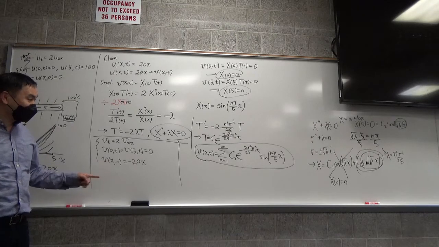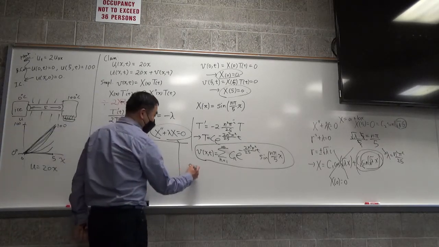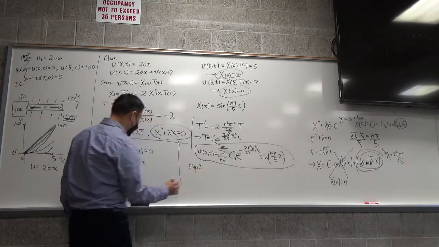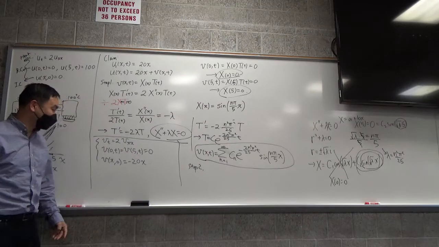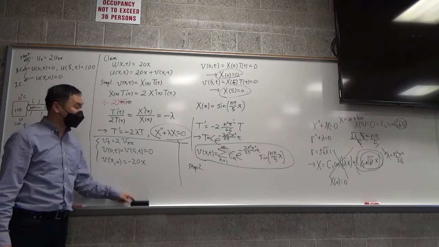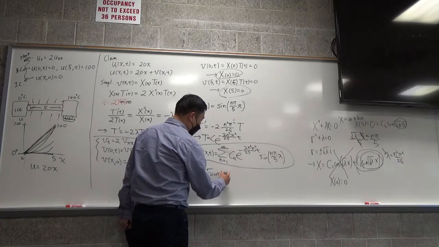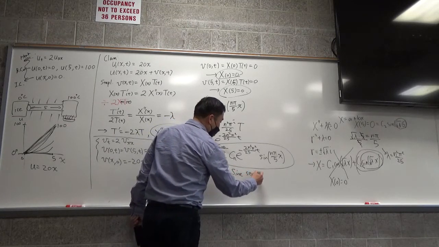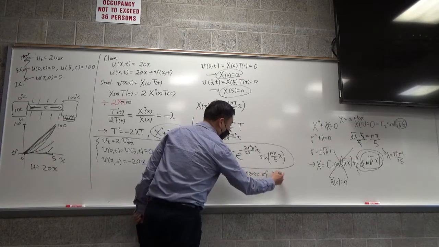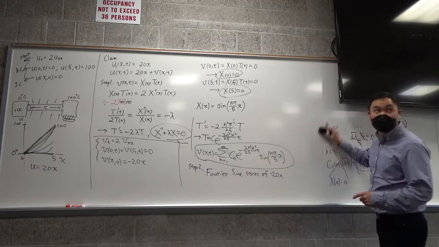And then the next step is, so that's step one, and then step two, you have to use Fourier series. In this case, if you plug in t equals 0, you end up with a sine series. So step two, you have to figure out the Fourier sine series of negative 20x, right? So let's try that.